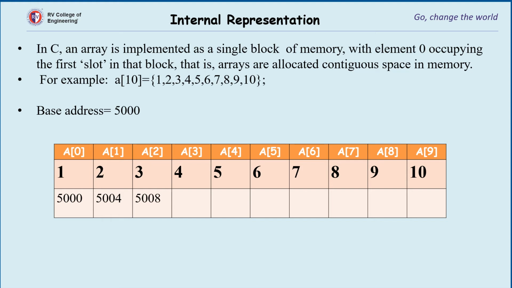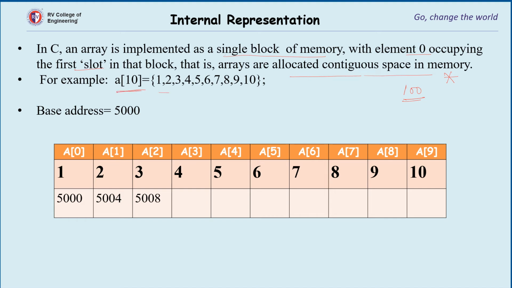Now just look at the internal representation of an array. In C, the array is implemented as a single block of memory with element 0 occupying the first slot in that block. Arrays are allocated contiguous space in the memory. You have to remember this. So if I ask for an array size of 100, 100 locations will be reserved, that too contiguously.